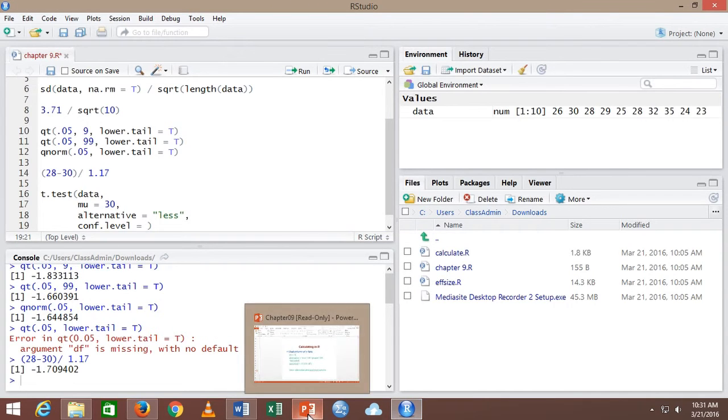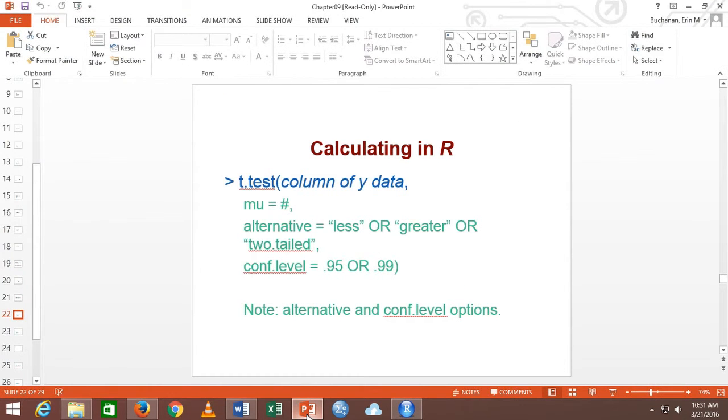Comma. And then conf.level. What conf.level does is it tells me what the confidence interval should be. If you have p equals 0.05 in step 4, conf.level should be 95%. If you have p less than 0.01, it should be 99%. The default, I think, is 95. But if you have p less than 0.01 and you're trying to get the confidence interval, don't enter the wrong one. So I think the alternative default is also two-tailed.